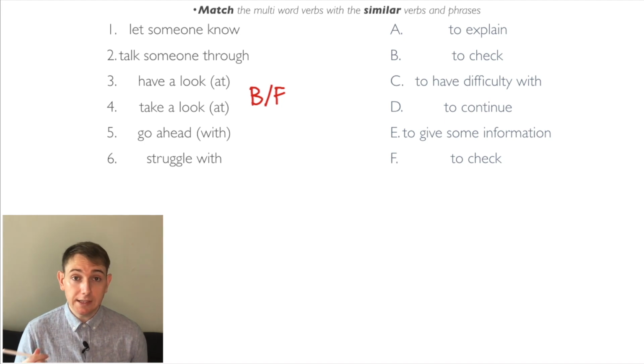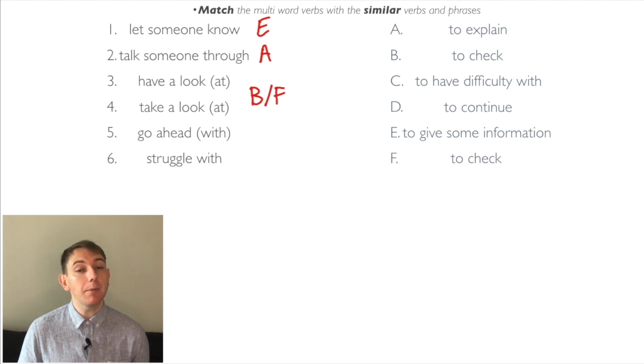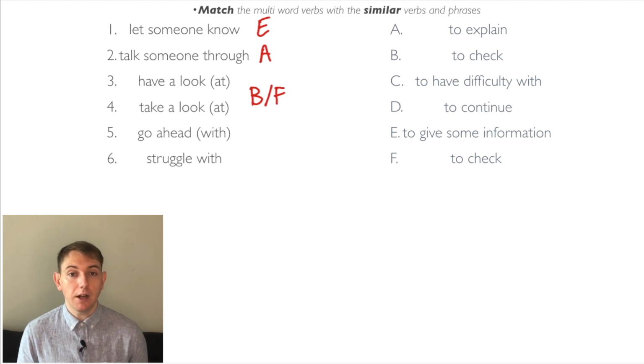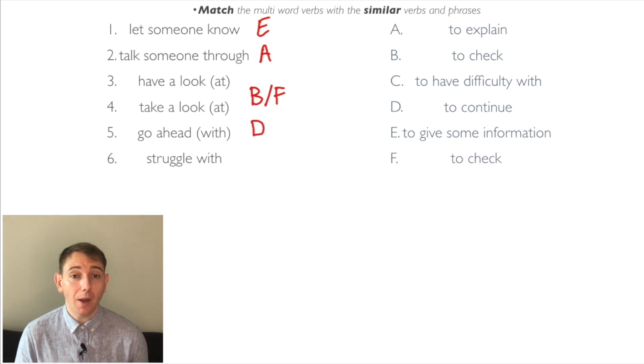Alright, so the first one, let someone know. This one means to give someone information. The next one, talk someone through. That means to explain. For example, I'm talking you through this worksheet now. I'm talking you through this vocabulary. I'm explaining it, right? We did have a look at and take a look at already, but go ahead with. This means to continue, to keep going.